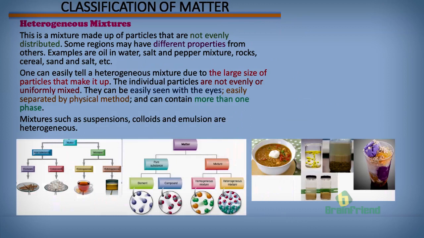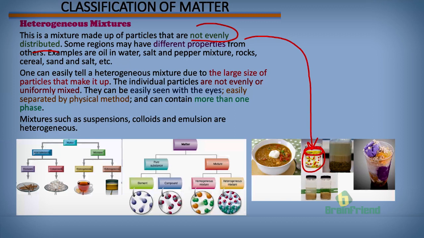So a heterogeneous mixture is the opposite of what? A homogeneous mixture. This is a mixture that is made up of particles that are not evenly distributed. Some regions may have different properties from others. For example, oil in water. Okay? When we have something like this, oil in water, you can see that at the top we have more of the water particles, and most parts of the container we have water particles, and then we also have some of the oil particles just in some regions of this container. We don't have it in all the regions. And you can also tell the substances apart. You can see the oil droplets and the ones on top of the container.